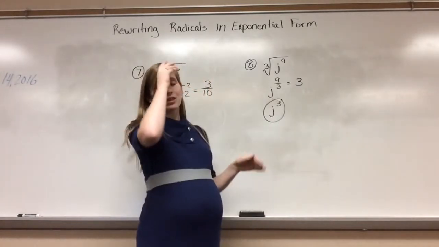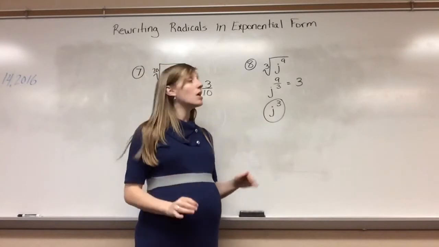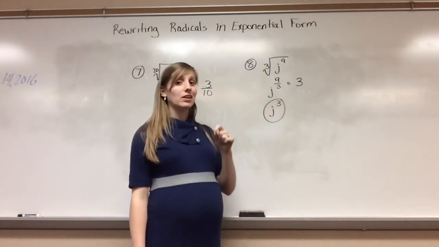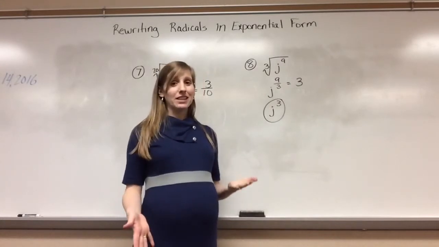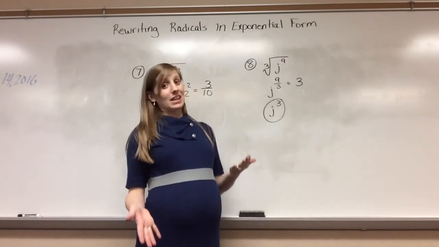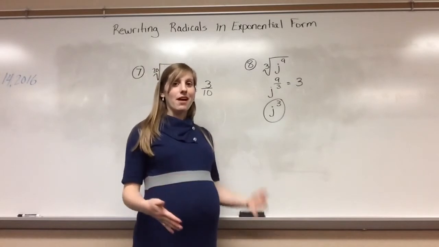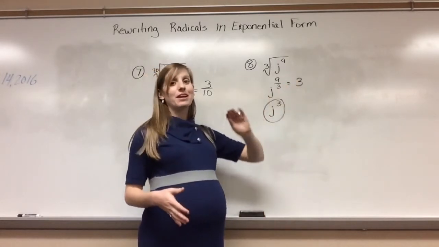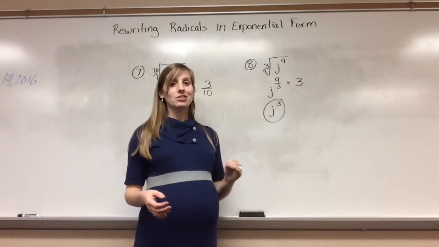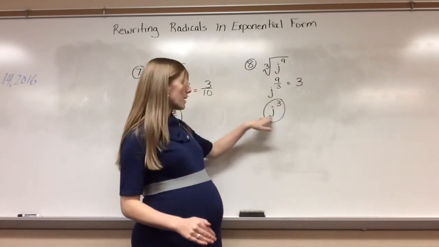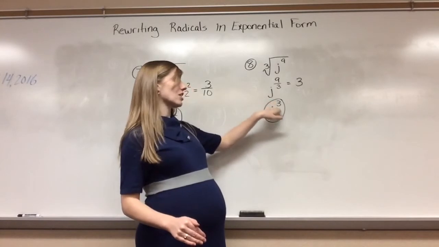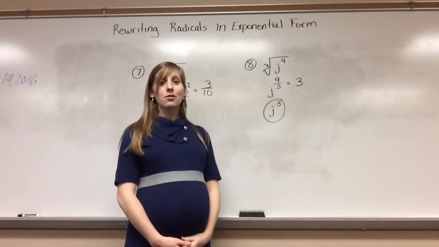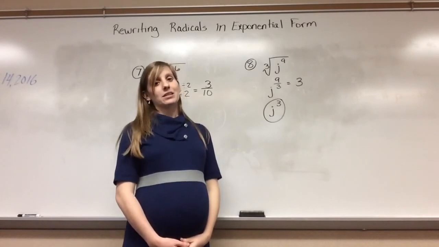Now remember, I know that we're writing all of these as fractions, but whole numbers are fractions with a denominator of 1. You just don't have to write that denominator of 1. And they won't, because they're going to simplify all the way. Write it as simply as they can. And 3 is a simpler way of writing it than 3 over 1, so they'll make it just 3. So my answer is just j to the 3rd power. That's it. And that's the end of our lesson on rewriting radicals in exponential form.